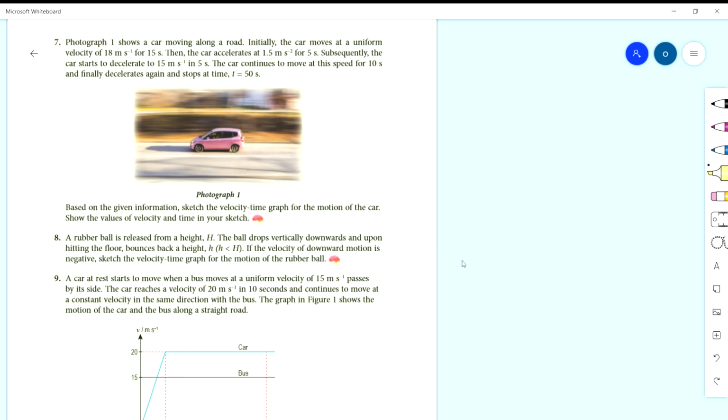Photograph 1 shows a car moving along a road. Initially, the car moved at a uniform velocity, laju seragam, for 15 seconds. Then accelerates 1.5 for 5 seconds. Subsequently, the car starts to decelerate 15 meters per second in 5 seconds. The car continues to move at this speed for another 10 seconds and finally decelerates again and stops at 50 seconds. Based on the information, sketch the velocity graph of the motion, showing the values of velocity and time in your sketch.